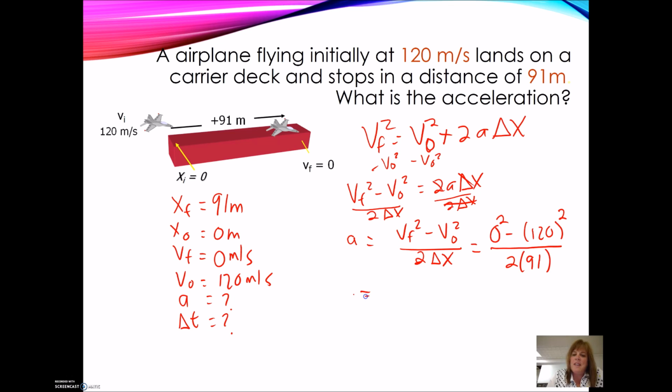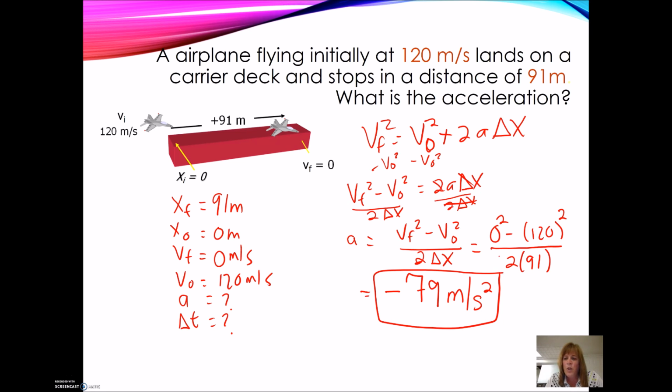All right, so if you plug that into your calculator, you're going to get negative 79 meters per second squared. Negative? What? Yeah, don't lose the negative, right? It's right here. Don't forget about it. Does it make sense that the acceleration is negative? I hope so, right? Because we're moving in the positive direction and we're slowing down, right? Because we got to stop. So that's negative acceleration. How'd you do? We'll do some more of this in class, so I'll see you in class.